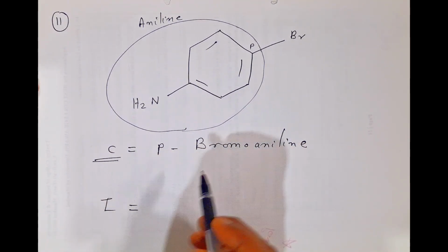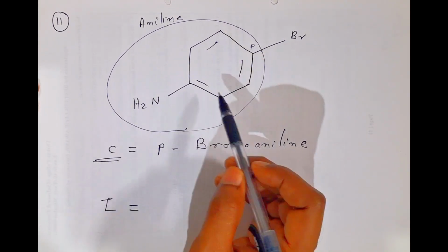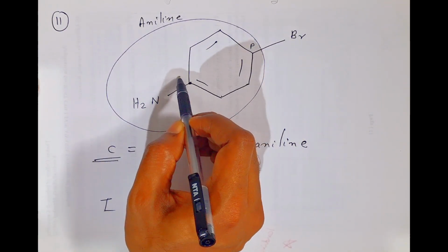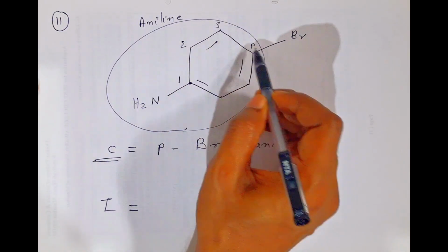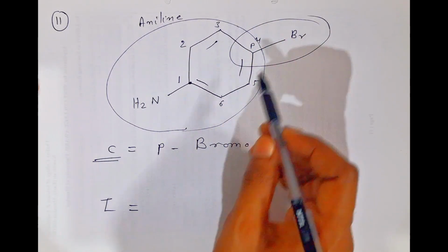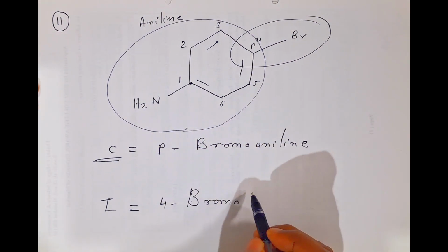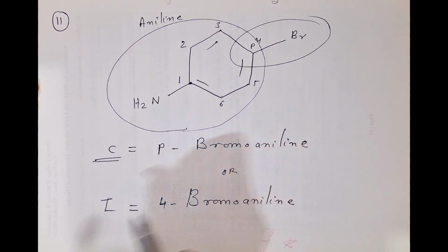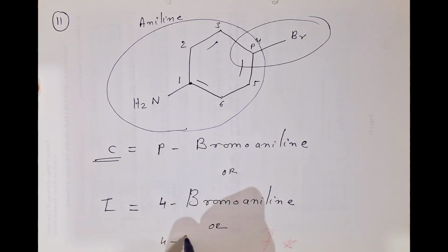And in the IUPAC system, students, what will be the name? For that you have to start the numbering. This carbon will carry number 1, this is 2, 3, 4, 5 and 6. So at carbon number 4 you have the bromine group attached, so we call it 4-bromoaniline. 4-bromoaniline is nothing but para-bromoaniline. Or you can also say, students, 4-bromobenzenamine.